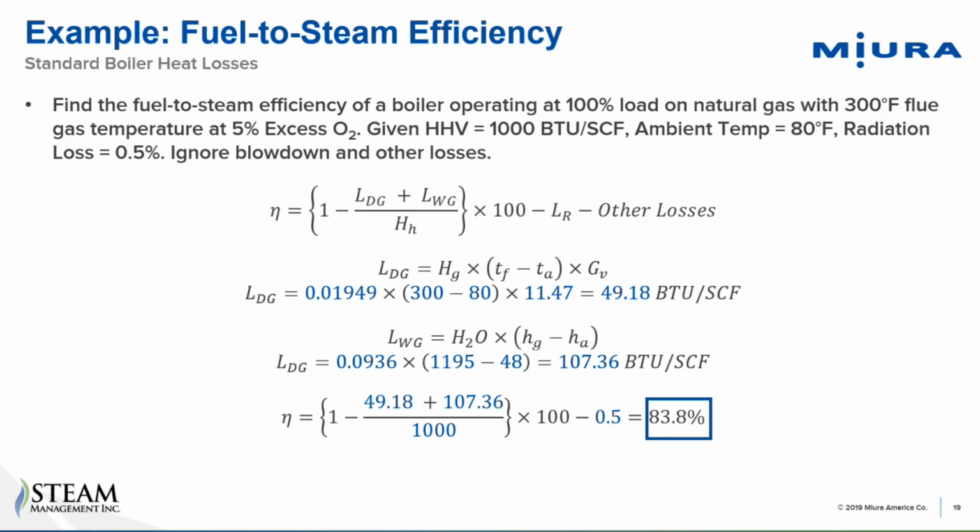We plug all that back in. We divide by the HHV. We subtract out radiation loss, and we're going to get 83.8% efficient. So this is a pretty efficient boiler. That's generally going to be a good efficiency. You've got a well-designed heat exchanger. We're probably going to be pretty pleased with that.